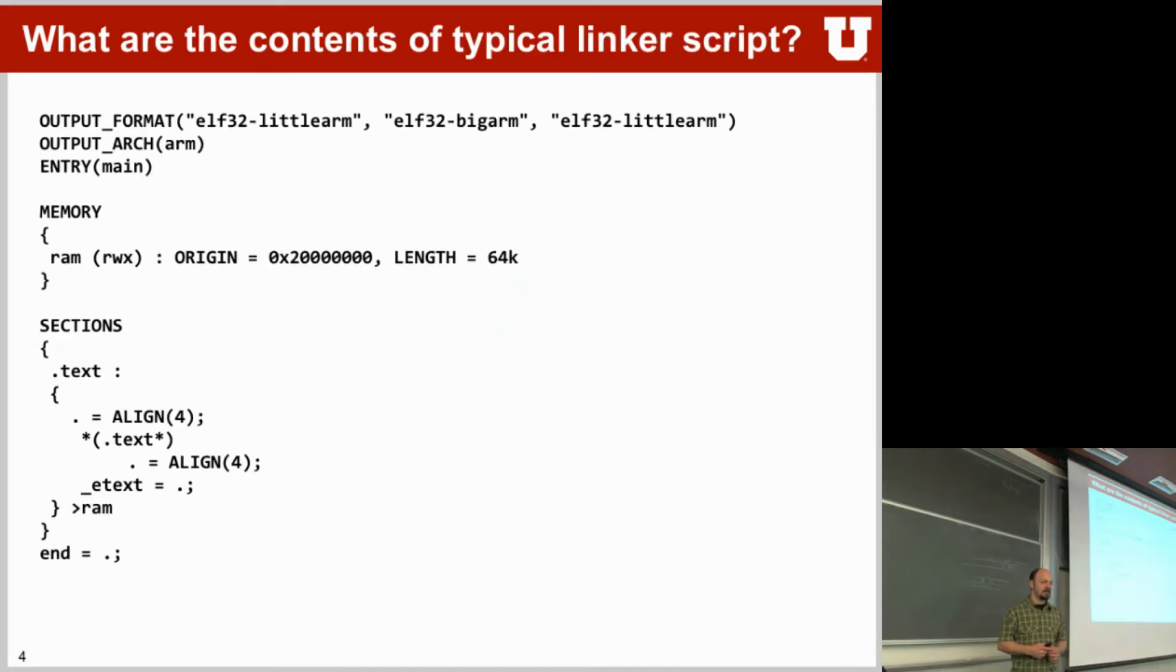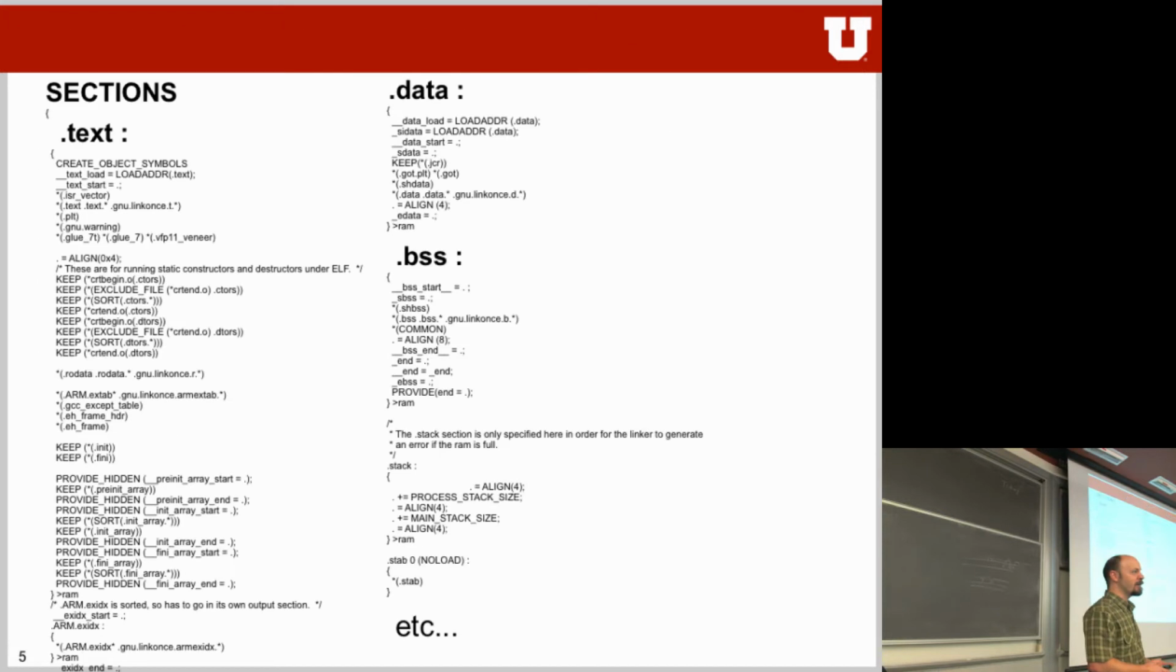A couple of more things. What are the contents of a typical linker script? This is the linker script that we used in last class. Very simple, right? We have just RAM. We have one text section, we put that into the RAM, and then we are done. So what's the content of a typical linker script that you will use later? It looks something like this.